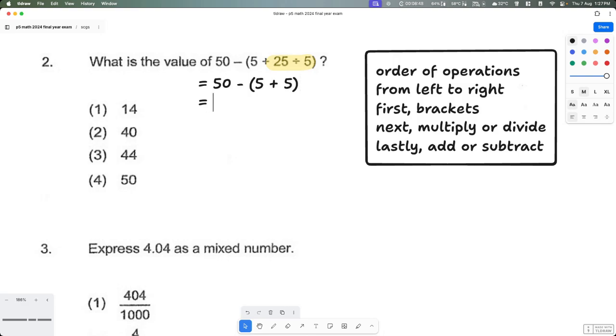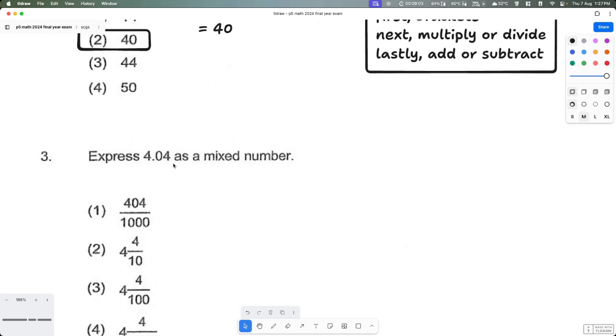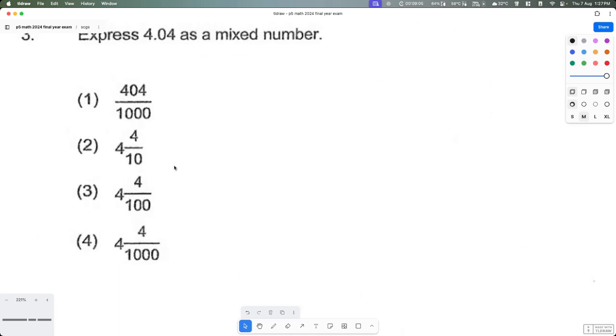Okay, next we have 50 minus 5 plus 5, which is the bracket. I already gave you the answer. But yeah, we have 10, and then this will give us 40. There you go. That's the answer. So the answer is option number 2, 40. Let's move on to question number 3.